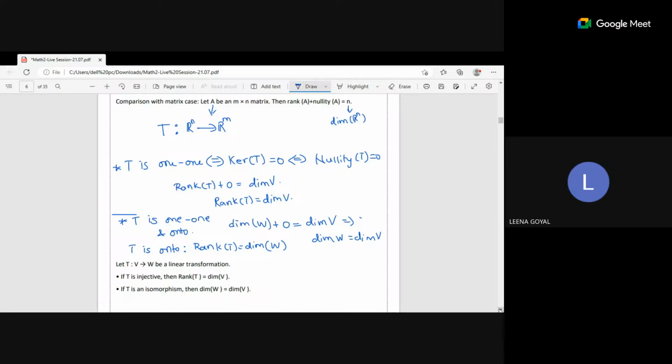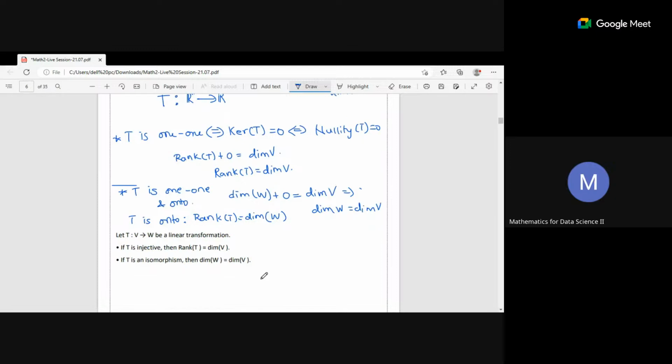Ma'am, does it mean that isomorphism always happens for the same Rn, like Rn to Rn? Yes, if the domain and codomain are Rn, yes. Otherwise, if you have different subspaces, let us say W1 and W2, maybe from some Rn and some Rm, but still if the dimension of W1 is equal to the dimension of W2, then it is possible that you can find an isomorphism from W1 to W2.